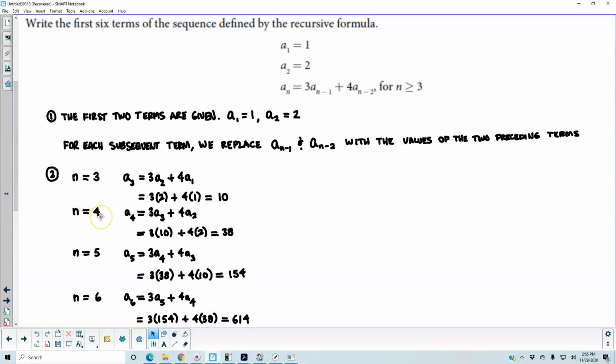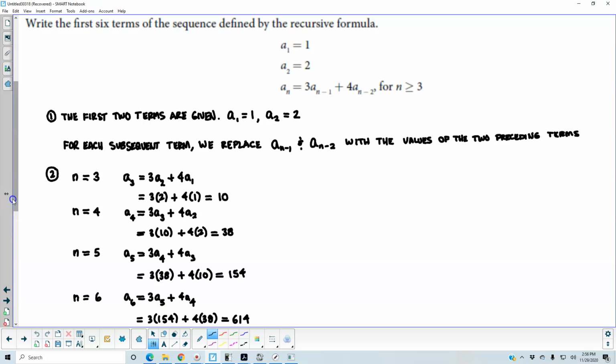Now when n is equal to 4, we know we're going to find the fourth term. So plugging in 4 in for n, 4 minus 1 gives us a subscript 3, plus 4 minus 2 over here gives us a subscript 2. So 3 times the third term, which is 10, is 3 times 10, plus 4 times the second term, which is 2, 4 times 2. 3 times 10 is 30, plus 4 times 2, which is 8, which gives us 38. So now we know the fourth term is 38.